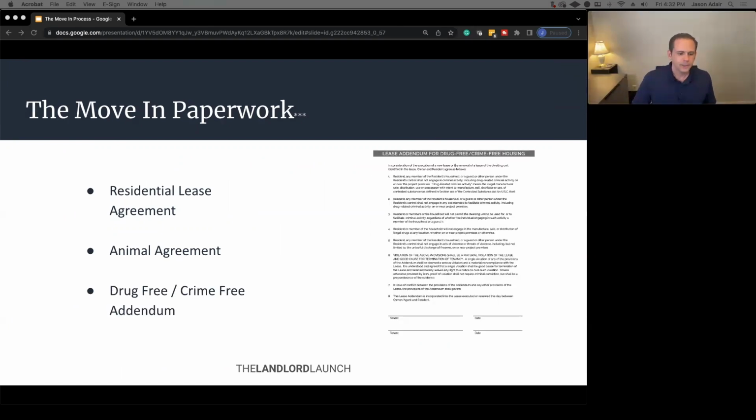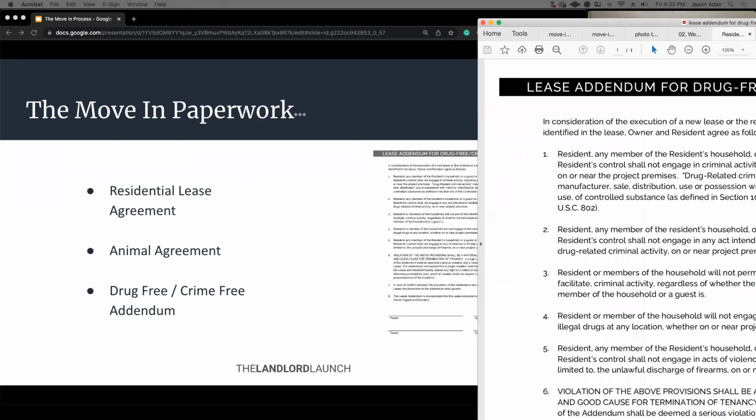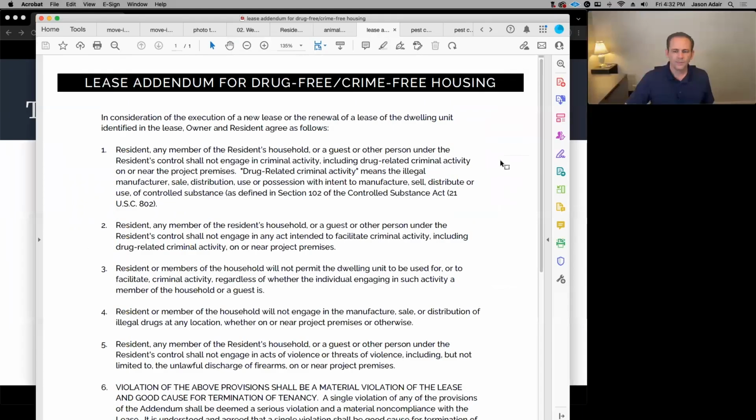The drug-free, crime-free addendum. So I think this is a great document to have. I've used them in Kansas, I've used them in Arizona, and I think pretty much across any state this is an applicable deal. It basically allows you as a landlord to ask somebody to leave if they violate certain provisions. And it's usually based around drug-related activity, criminal-related activity, maybe some stalking, things along those lines.